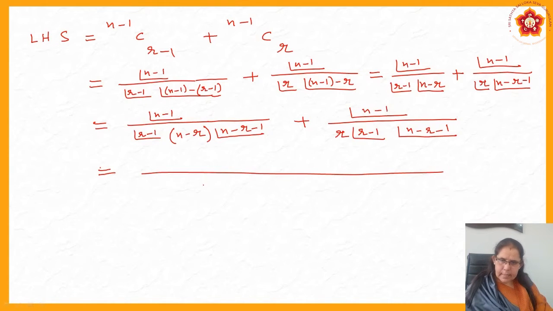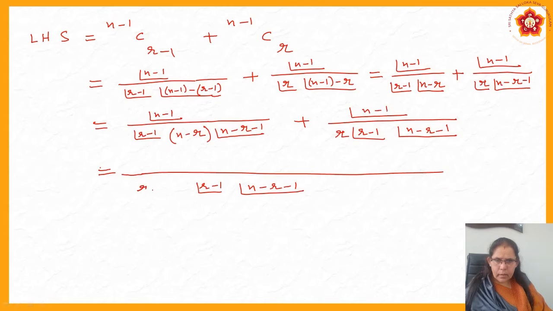We are taking LCM. When we take LCM, we will be having factorial r minus 1. We will also have factorial n minus r minus 1. Apart from that, we have r and we have n minus r.